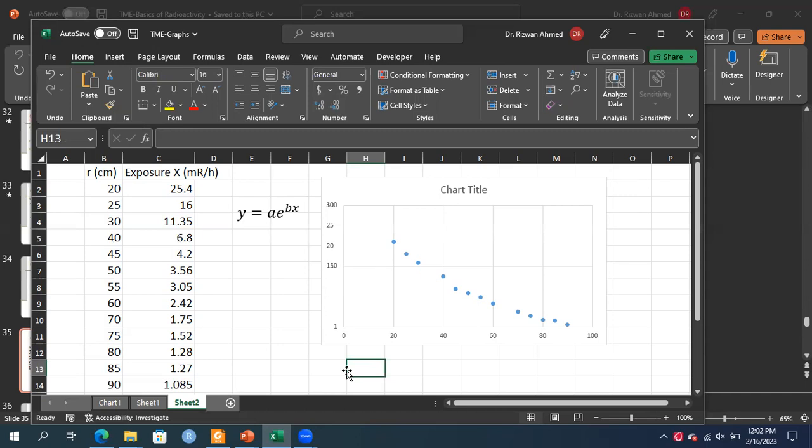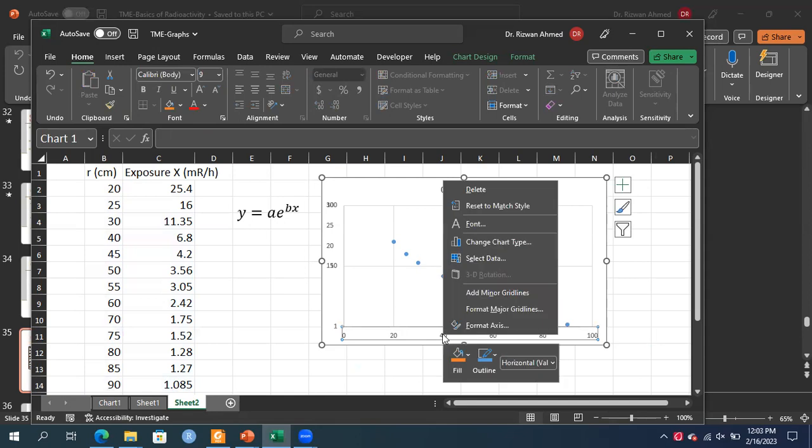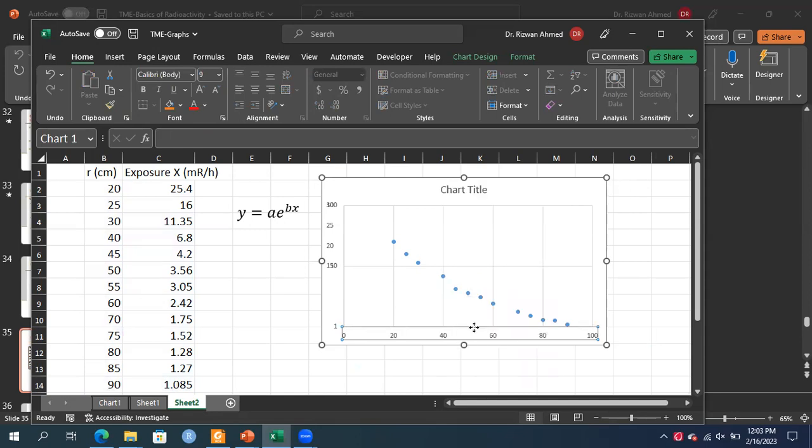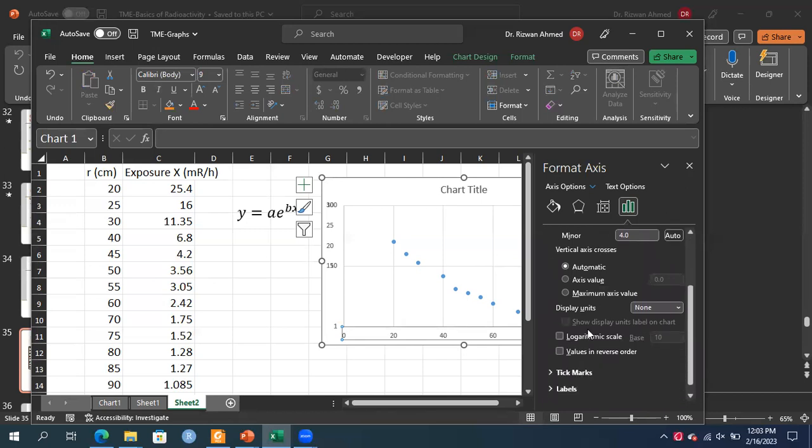This is possible. But in this problem, we are rather interested to look for a power relationship. So now I change the other axis of the graph also to logarithmic.